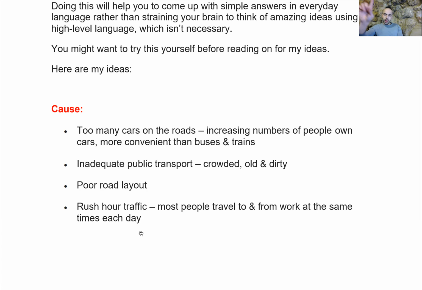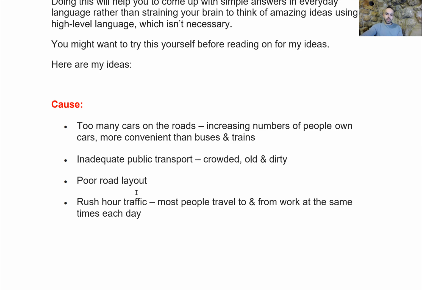I can't think about the cause alone. I have to think about a solution for every single cause. So now for the first cause here, which is too many cars on the roads, let's see what solution you can suggest for it.